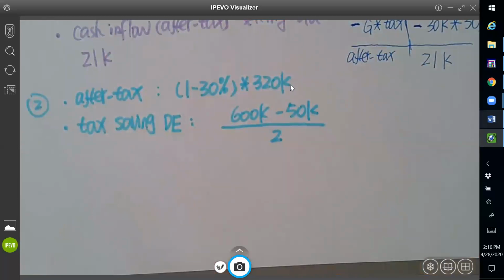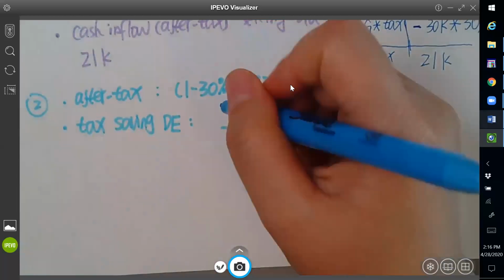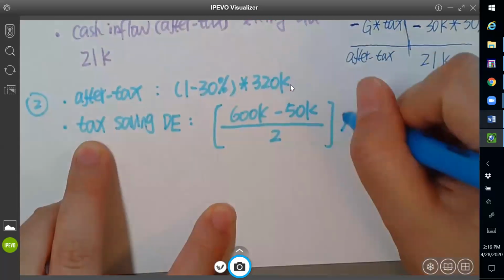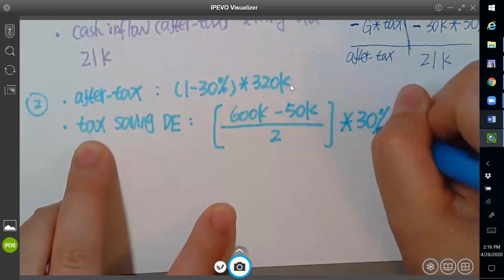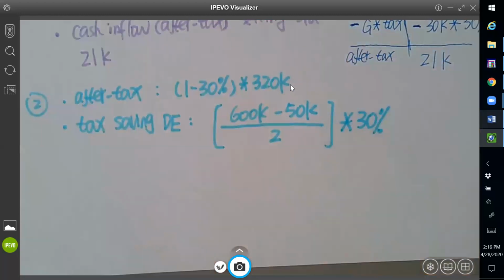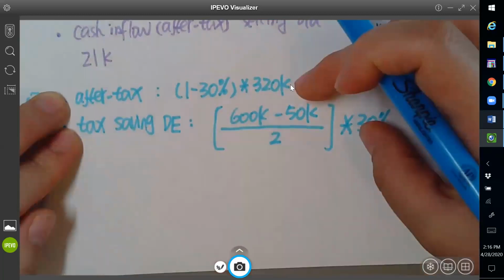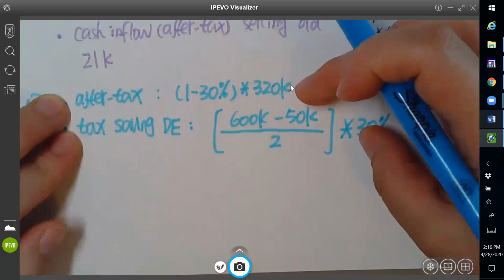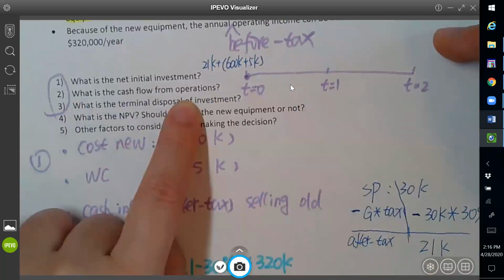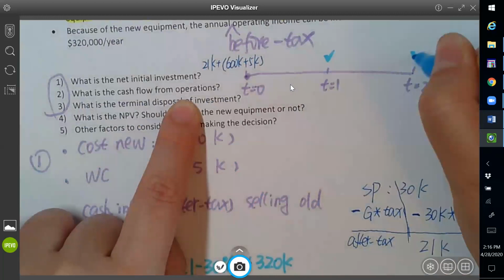Do we save all of this? No. Read the title. We only save the tax payment. So we only save 30% of the depreciation expense. So you get the second part, tax saving from depreciation expense, by this calculation. And then every year you do the sum, the total of these two parts, and you get the cash flow from the operation. So you have it for the first year, and you have it for the second year.